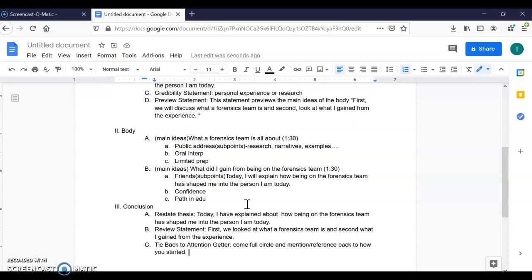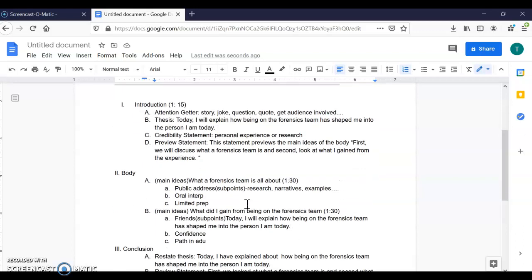Somehow it just reminds us of that question. It makes it come full circle. Your audience knows you are ready to conclude. So you want to make sure you do it in that order: restate thesis, review points, tie back to your attention getter. Again, this is just the bare bones.